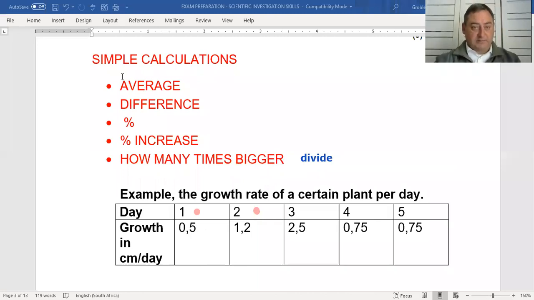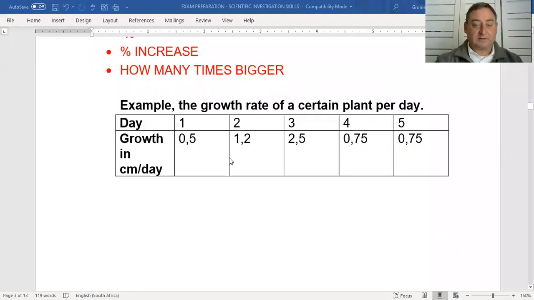So let's just run through these again. Average means you add up and you divide by the participants. You can practice all these again. Difference means minus. Percentage is an expression out of 100. Percentage increase, remember the starting point is always at the bottom. Multiply by 100. How many times bigger? You divide. You can do this, but you can't just listen to what I'm saying now and then go and write. You must go and practice these things.